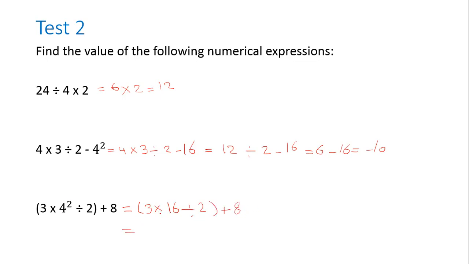Now, we perform from left to right multiplication, because multiplication falls on the left side of the division. 3 multiplied by 16, 48, divided by 2, plus 8. This gives us 24 plus 8, which is 32.